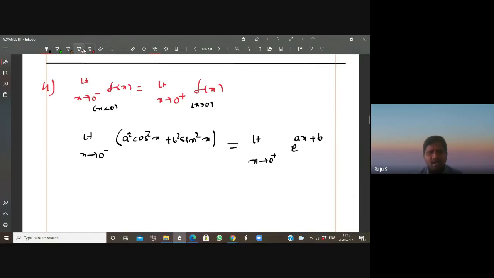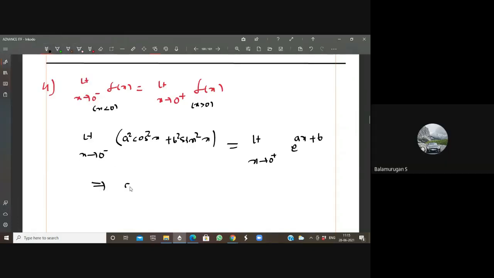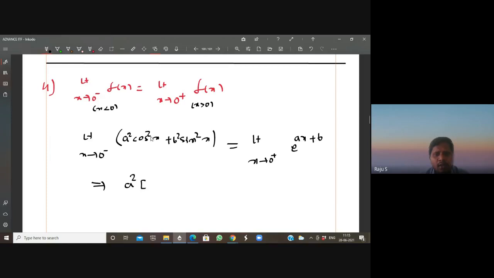Can I substitute directly here? Is that possible, students? If you're not getting infinity, then it is possible. We are not getting any infinity if I substitute 0 in place of x. Yes, substitute here: a square cos square 0, where cos square 0 is clearly 1, plus b square into sin square 0.